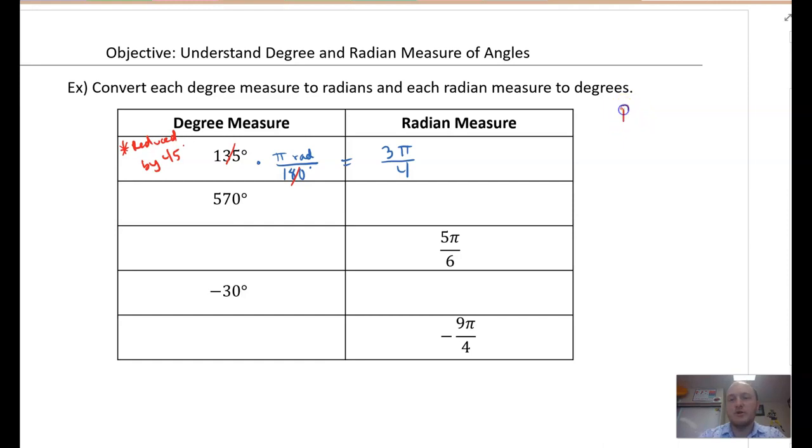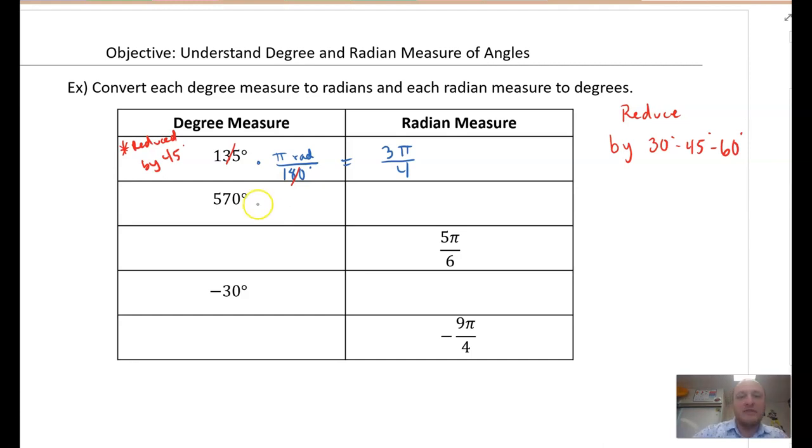And that's kind of a trick here. You're going to reduce, well, almost all the time, by 30 degrees, you'll reduce by 45 degrees, or you'll reduce by 60 degrees. So if you're like, man, this is huge, I don't know what value to reduce by, it's one of those three. Okay, let's go ahead and look at another example.